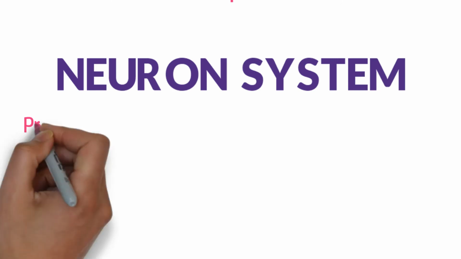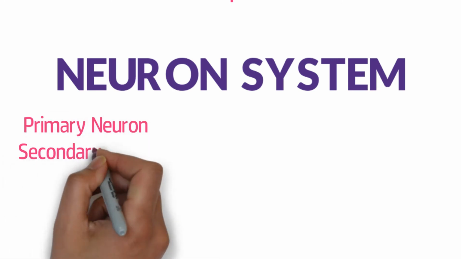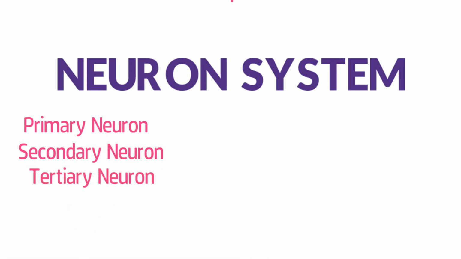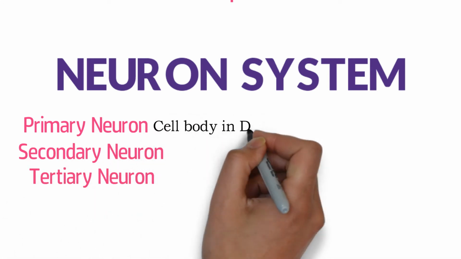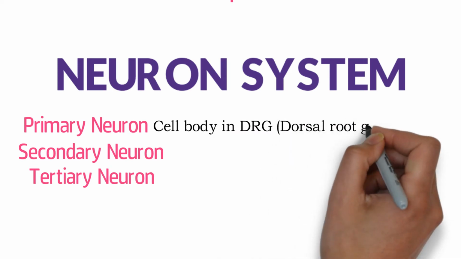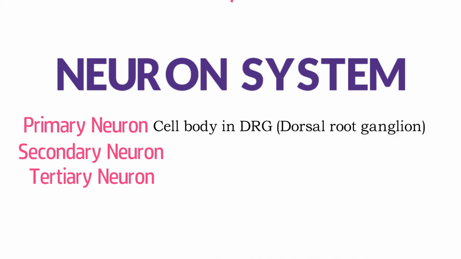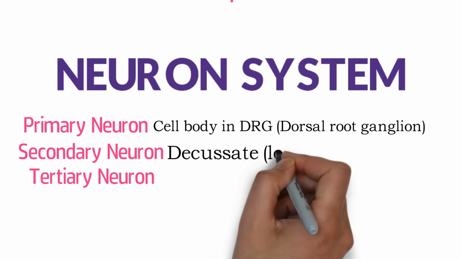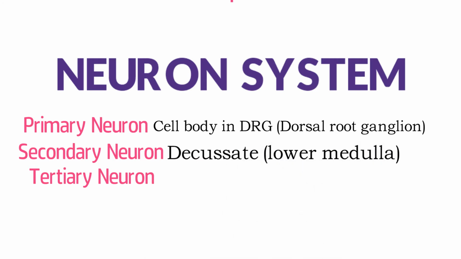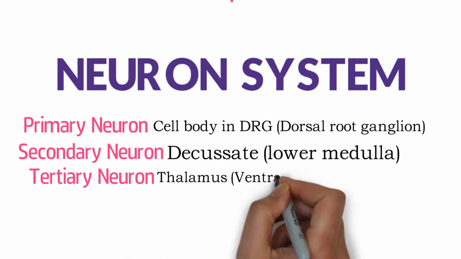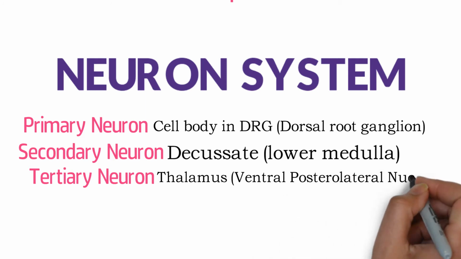These three neuron systems are primary neuron, secondary neuron, and tertiary neuron. Primary neuron is located in the cell body of dorsal root ganglion. Secondary neuron is located at the decussation point in lower medulla. Tertiary neuron is located in the ventral posterolateral nucleus of the thalamus.